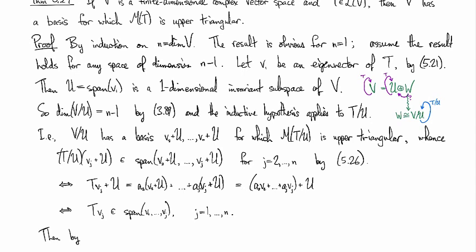Okay, so then using our invariance of triangular basis lemma again, the matrix of T here is upper triangular for this basis V1 up to Vn. And we are done. And you'll notice this proof is actually a fair bit shorter than the other one. Slick.